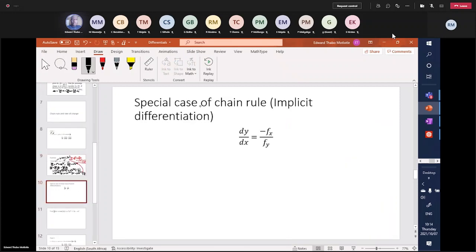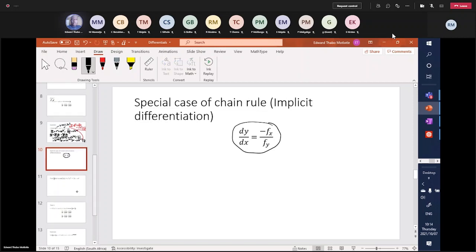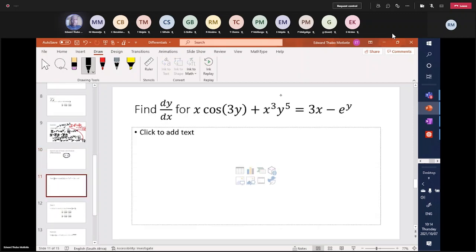Now here, this is a special case of the chain rule. We have discussed how to get this formula here. Let's see if we have any example. Okay, so here they say find dy/dx for this equation.